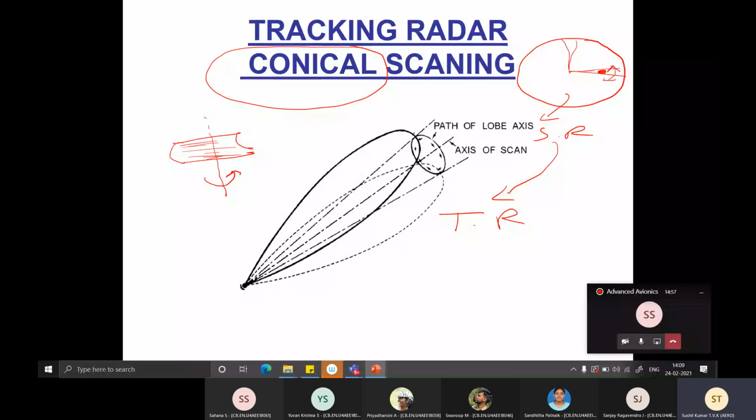The first type of radar which was developed is called conical scanning. So imagine you're holding a pencil in your hand and you try to rotate this pencil. That's how a conical scanning radar works. That is the axis. You have a common axis, and around the axis you try to rotate the beam. I think the next one will make it clear.